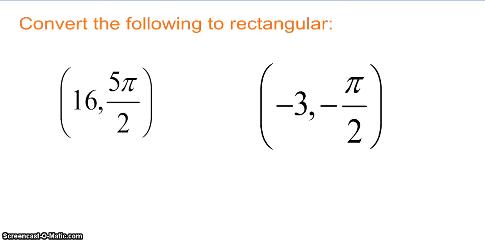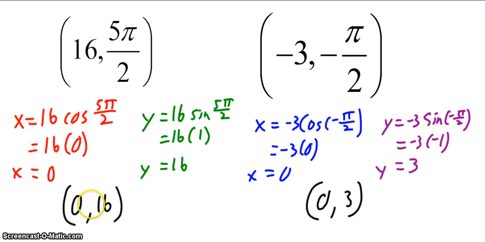So, I want you to convert the following to rectangular. Pause the video, unpause when you're ready to check your work. Alright, for the first one we should get the point (0, 16), and for the second one we should get the point (0, 3). Here is the work for that if you're confused.